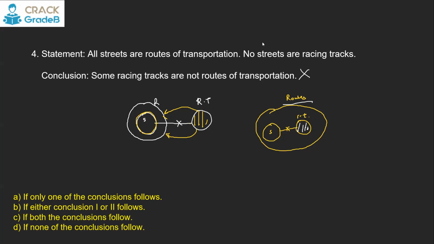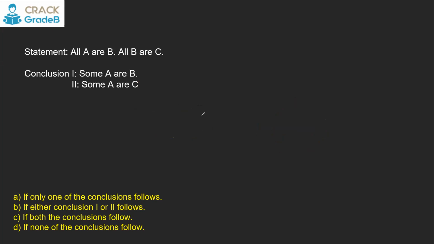Okay, let's try these types of questions now. All A's are B's, all B's are C's. A, B, C. Can we say some A's are B's? Yes, definitely we'll have to say this. Some A's are C's? Yes, we can say this. So both conclusions are true. Both conclusions follow. Let's see one more.